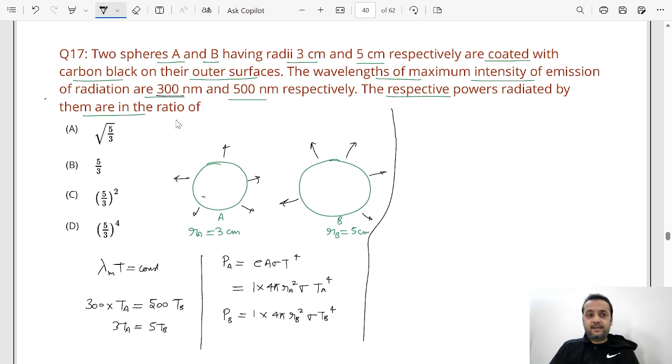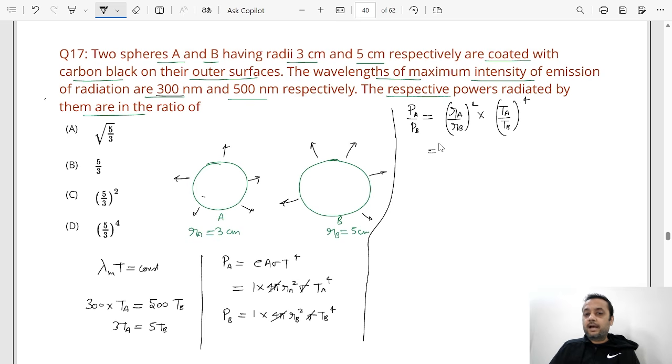Now we have to find the ratio of the power, that means power of A upon power of B. So if we do power of A upon power of B, look, 4 pi will get cancelled. Sigma will also get cancelled. So here you will get R A upon R B squared into T A by T B to the power 4.